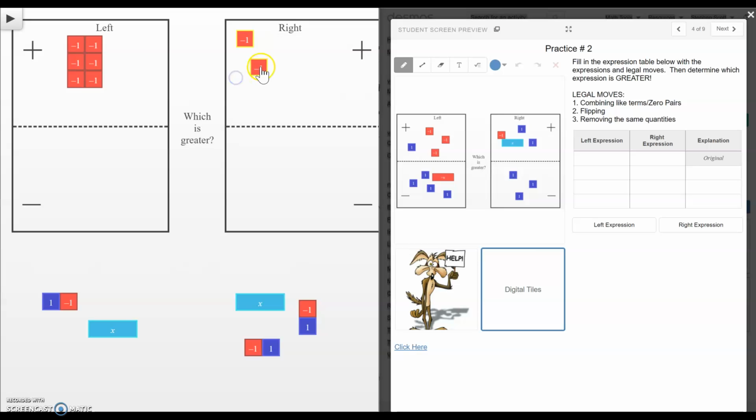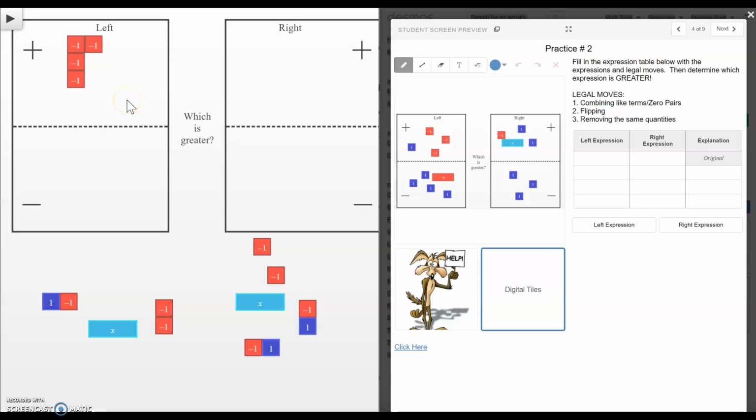So if you want to, I can remove again. I can take 2 negatives away, because I have at least 2 negatives on the left, so I can pull those away. So now I can answer the question, which one is greater? Well, the left has 4 negatives, the right has 0. Since we're dealing with negatives, negatives are smaller than 0. They're left of 0, so therefore 0 will be larger, so my answer would be 0 here.